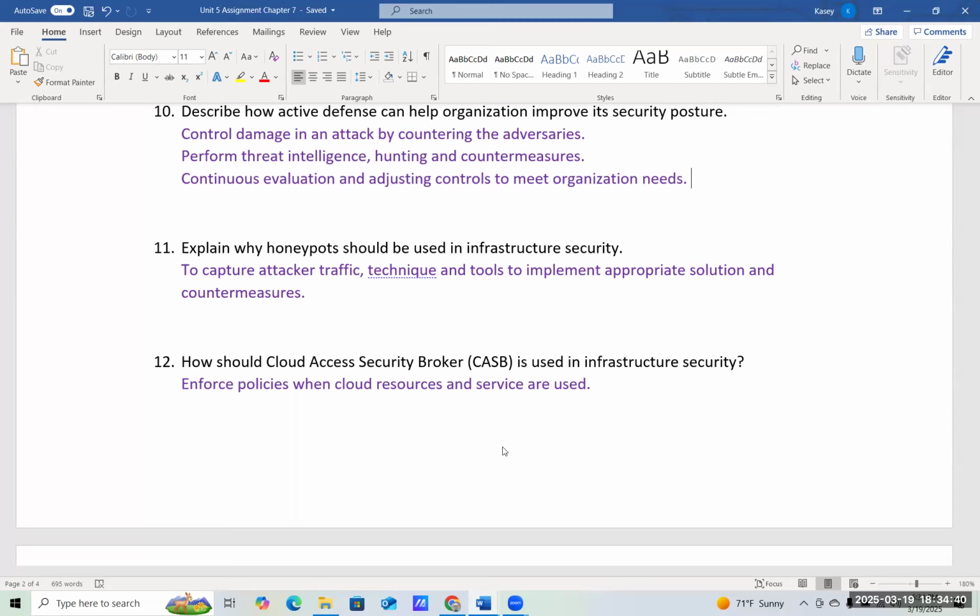Question. So let me move 11 and 12 down. And then.